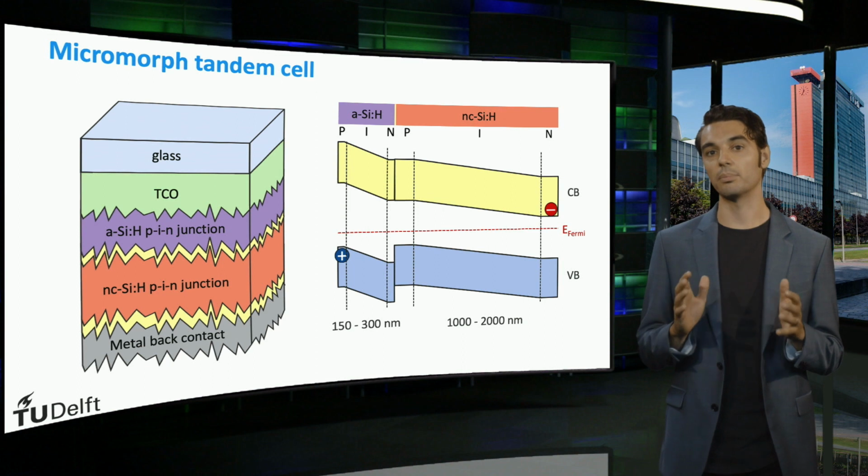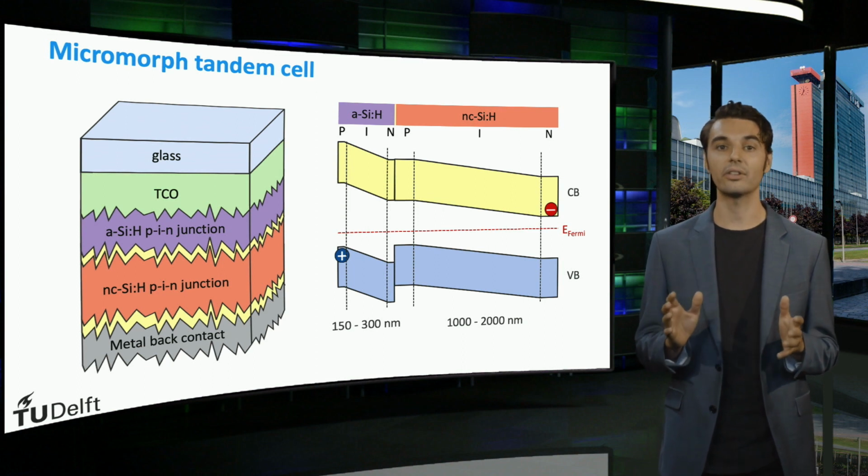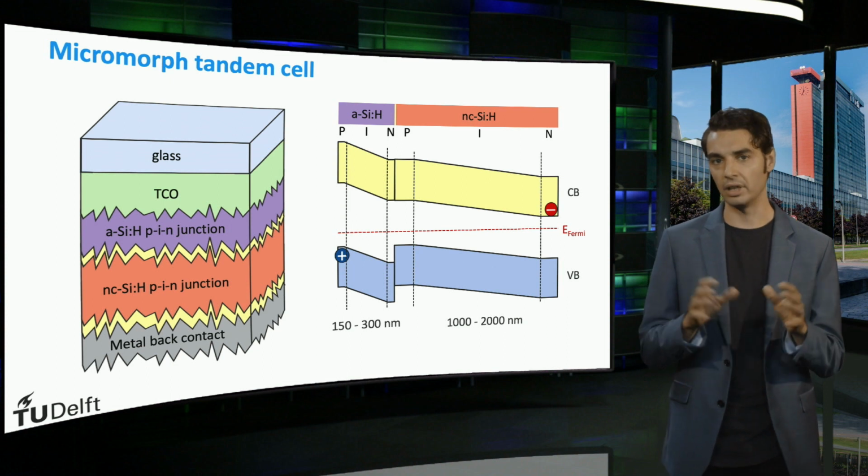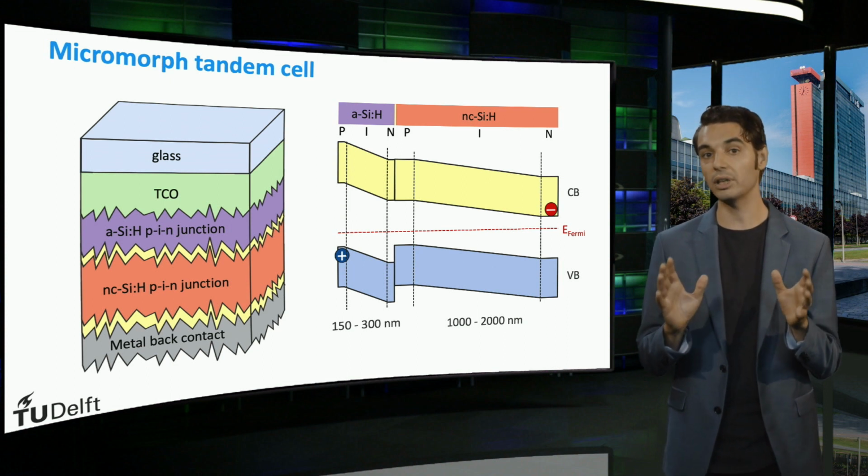The current record micromorph device was developed by AIST and has a stabilized efficiency of 12.7%. The reason for adding the term stabilized will be explained in the next video.